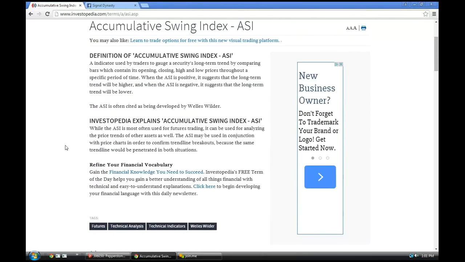While the ASI is most often used for futures trading, it can be used for analyzing the price trends of other assets as well. The ASI may be used in conjunction with price charts in order to confirm trendline breakouts because the same trendline would be penetrated in both situations.